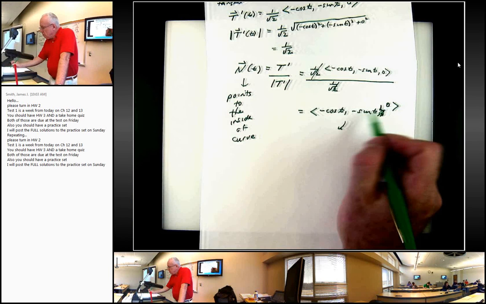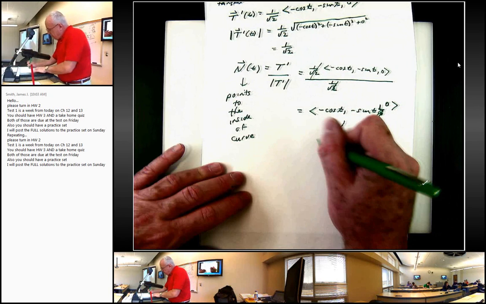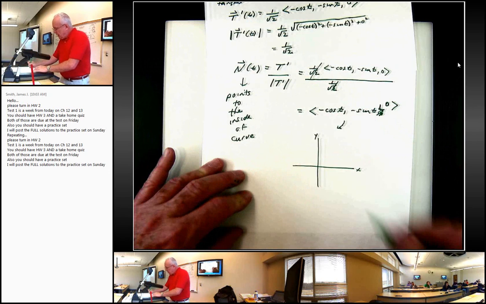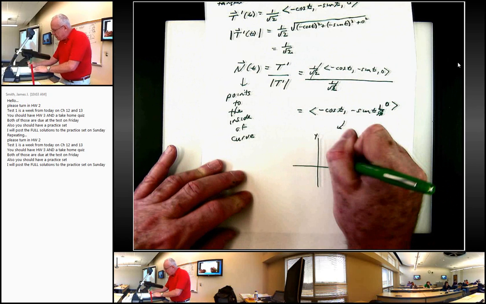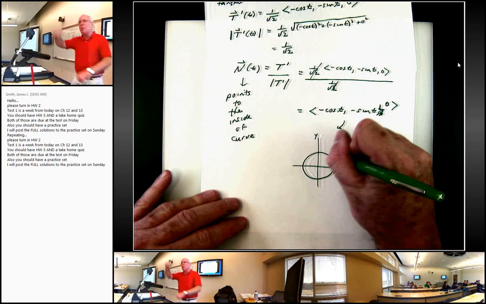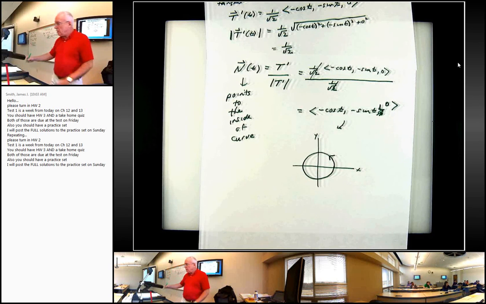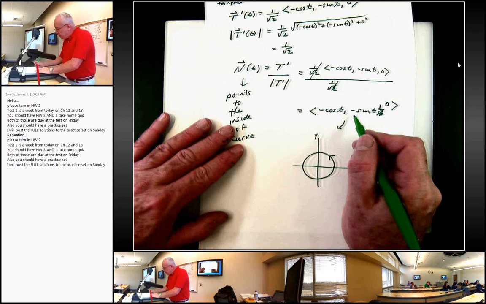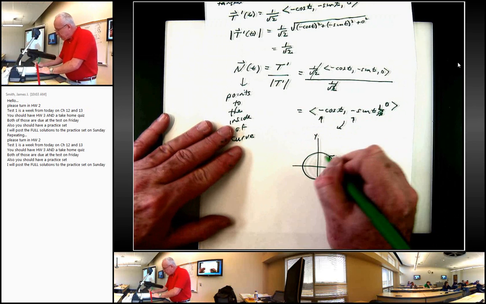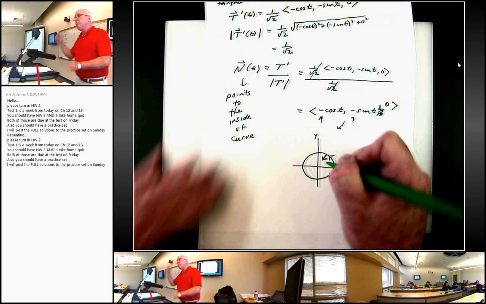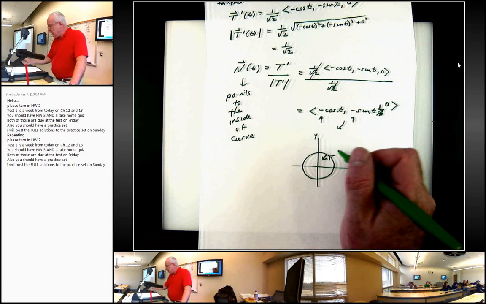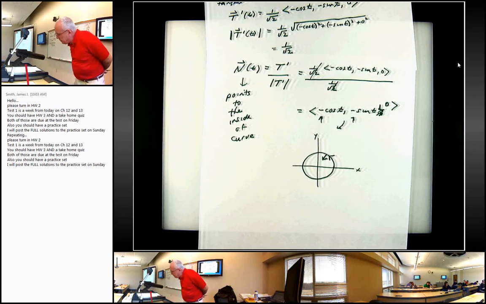Remember we said that this thing points to the inside of the curve, right? If we're looking just at the XY plane here, cosine and sine just give us this circle that goes around. As we progress, we just go around the unit circle. And since we have negative numbers in front of this, it's going to be pointing in this way. So this really gives us something that's pointing on the inside of the curve. I think, yeah, that's going to be right.